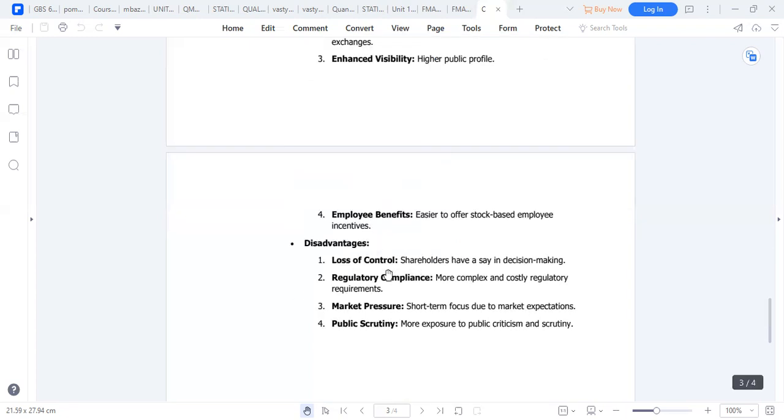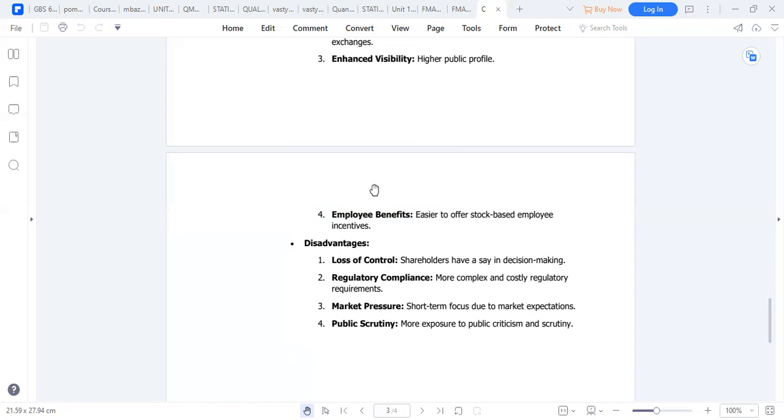So disadvantages: you lose control because shareholders are too many and they have their own opinions on decision making. There's too much compliance that is required. There's market pressure as well, short and long term, due to expectations. And there's also public scrutiny, which may expose the company to criticism.